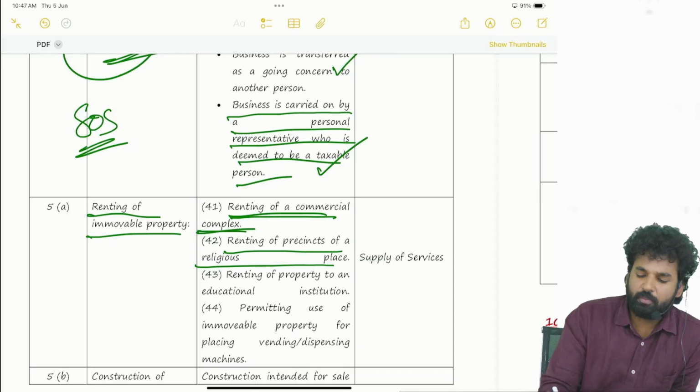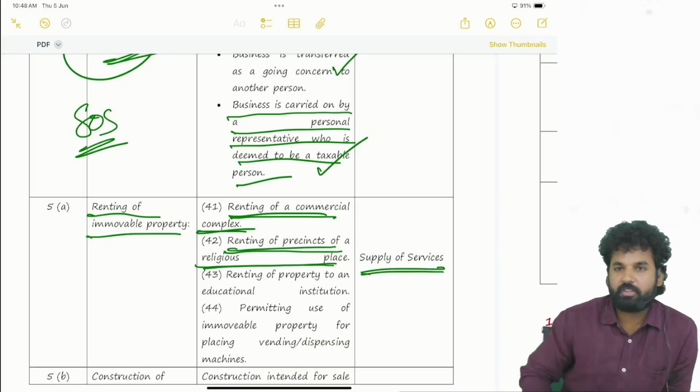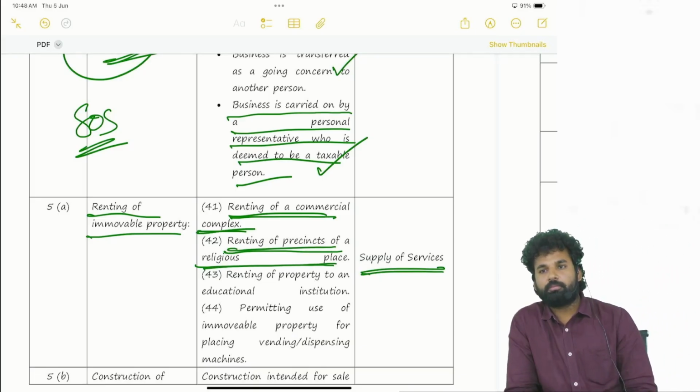Commercial complex means a commercial building. Renting of a commercial building is a supply of service. Renting of precincts of a religious place. A religious place means a temple. A temple may have rooms for accommodation, and there may be shops for doing some business around the premises of the temple.